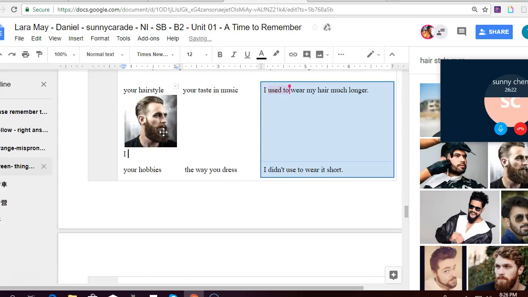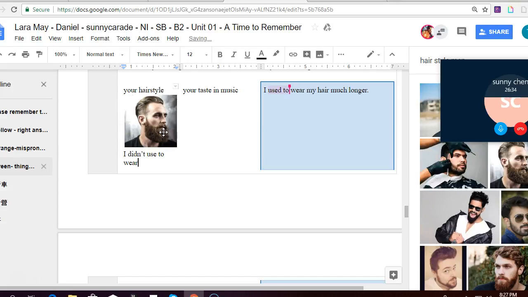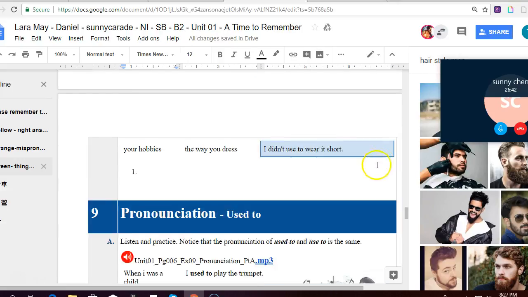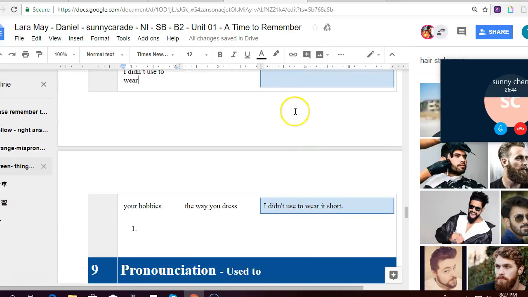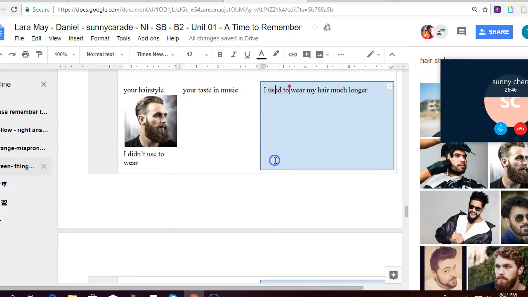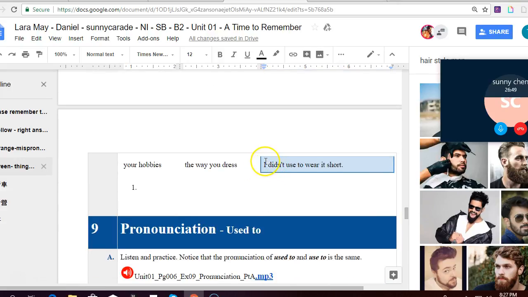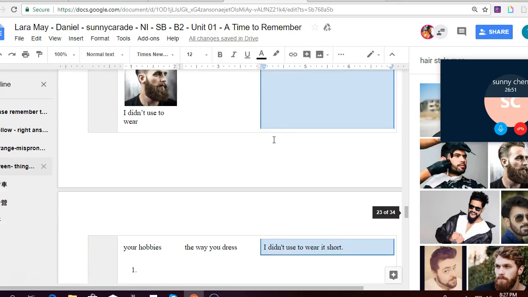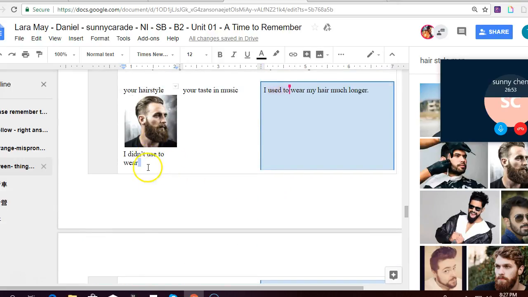So now, just like that, I didn't use. I didn't used to wear my hair much longer. Okay, so these sentences are just a given sample. You will not use them. It's just a sample of how you will create your sentence, just like this.